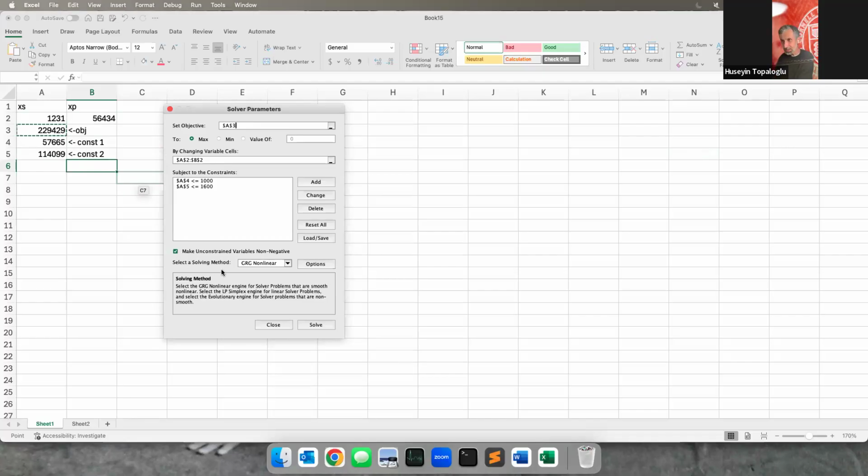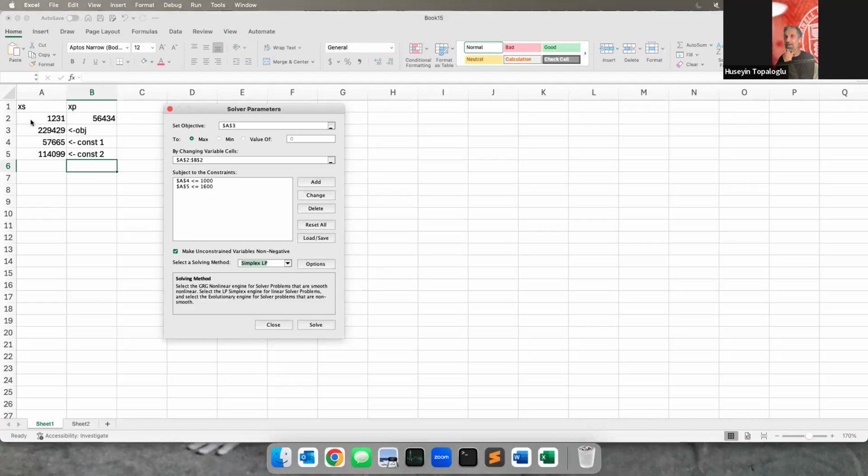Okay. And over here, we have a select a solving method. If you have a linear optimization problem where our objective function and all of the constraints are linear in our decision variables, the algorithm that we need to check is the simplex LP. This is a good, robust algorithm for solving linear optimization problems. Good. So now we're going to say solve. We're going to click solve.